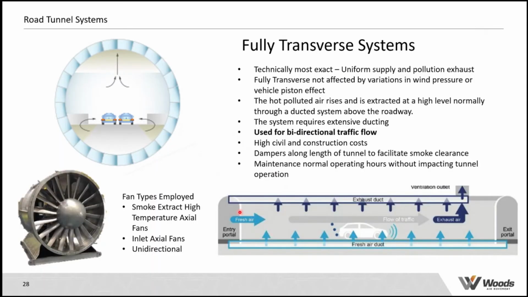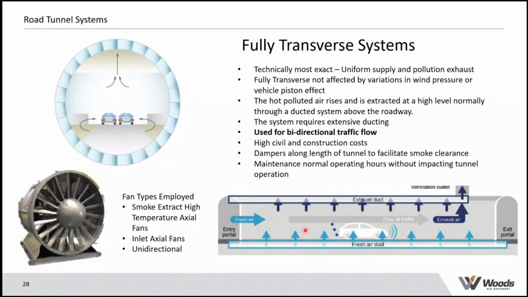So the original method of ventilation for tunnels was what's called a fully transverse system. What we've got here, hopefully you can see, is that basically at the top of the tunnel we have a duct, and then low down or underneath we have another duct, and effectively they operate as supply and extract. So in this schematic, we've got supply coming from the floor, and then extract is being taken out at high level. This generally requires the use of very large fans, because you're moving large volumes of air, and the fans are located outside of the tunnel.